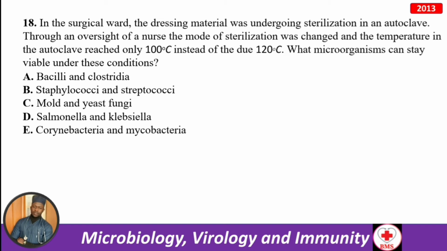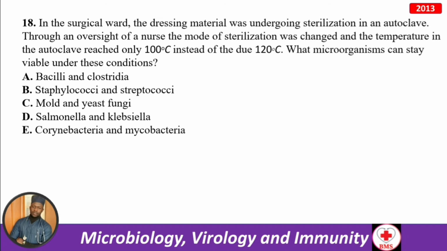So an autoclave is employed if you want to get rid of spores, right? So you just need to think of spore forming bacteria. That's Bacillus, like Bacillus anthracis, right? And Clostridia species. They form spores. So they will remain viable if we don't reach 120 degrees Celsius under pressure. So the answer is bacilli and Clostridia.